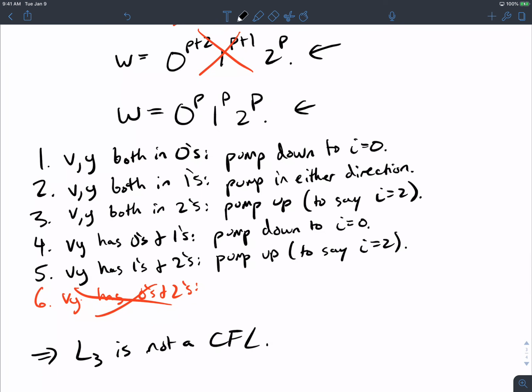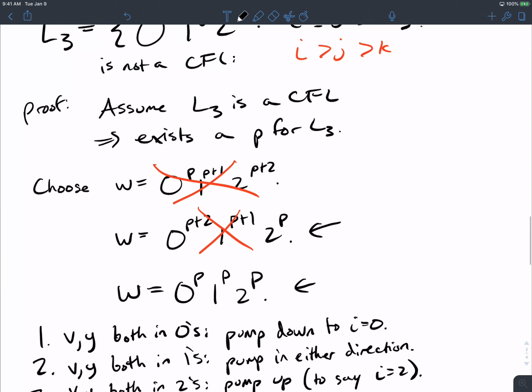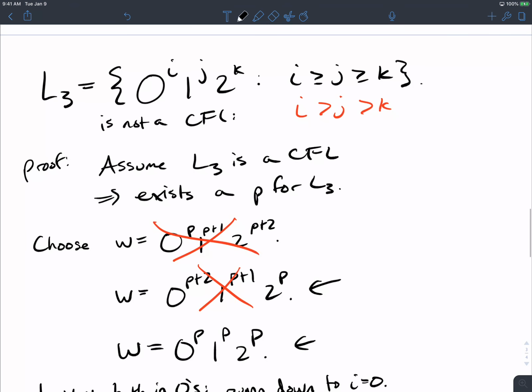Isn't this a lot easier than managing u equals 0 to the alpha, v equals 0 to the beta, 1 to the gamma? Isn't this a lot easier? I think for me, it's a lot easier at least. Maybe for you it isn't, but to me it is. But any questions about it?